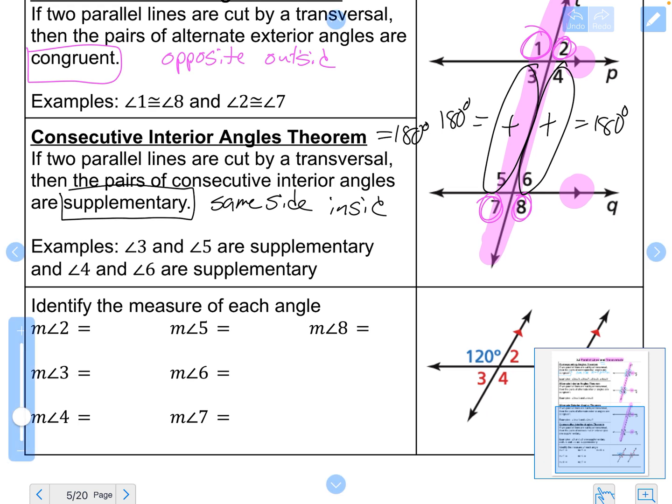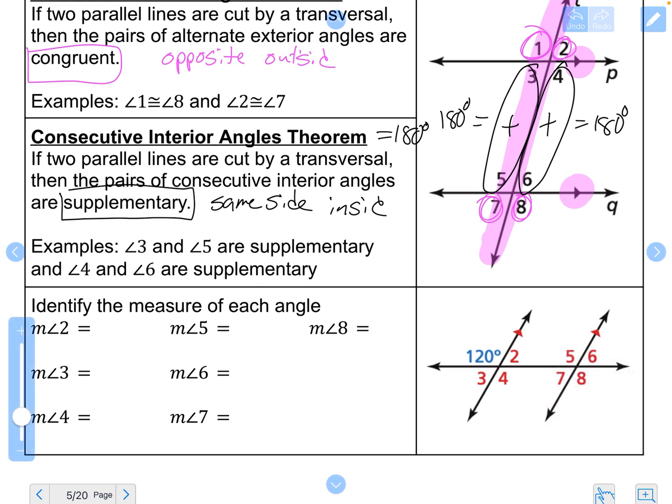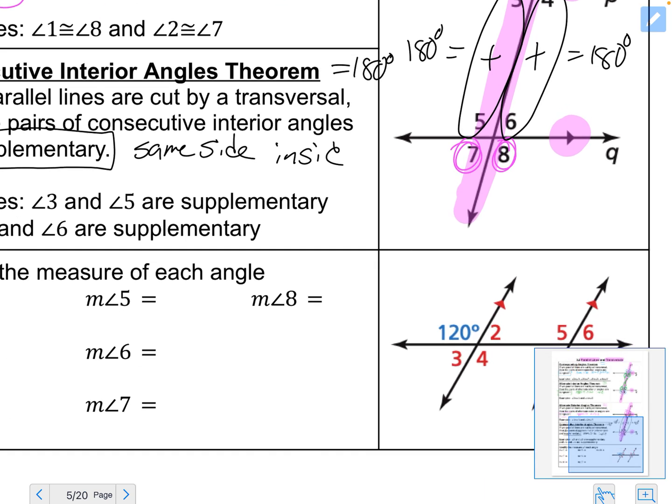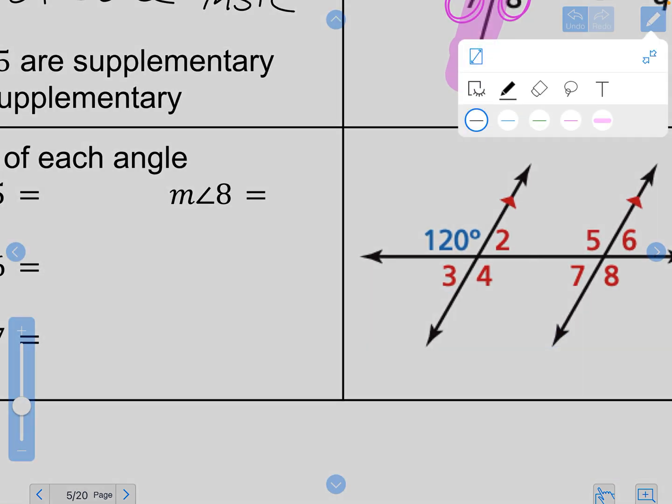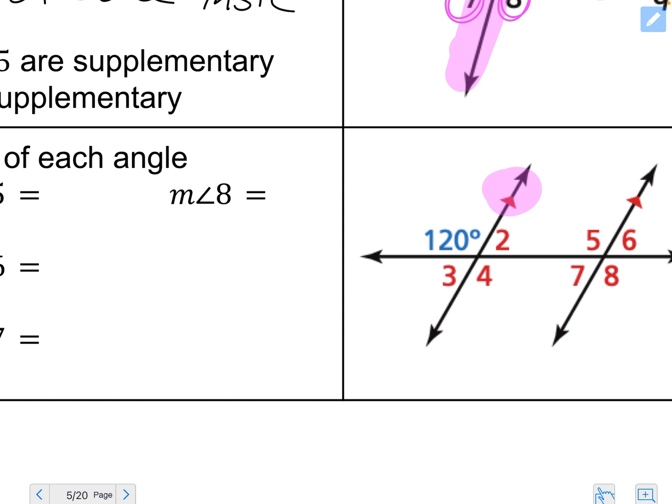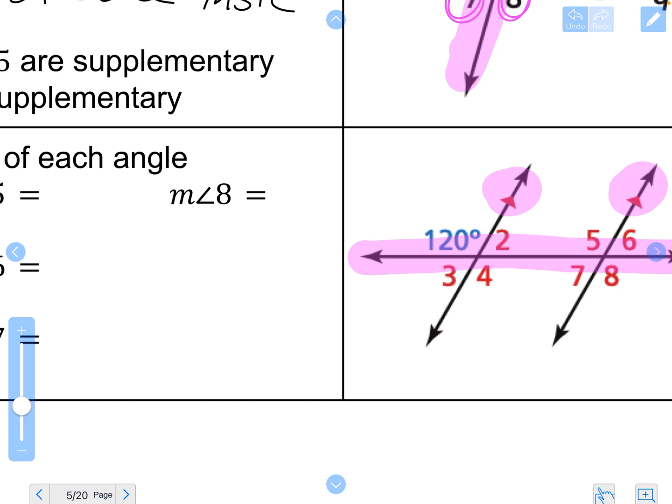So those are the relationships we're going to work with. We have to remember that corresponding, alternate interior, and alternate exterior angles are congruent, and consecutive interior angles are supplementary. So now we're going to use those angle relationships and this picture here to find every angle measure. Again, I have to know that the two lines that cross my transversal are parallel. If they are not parallel, none of this information works.